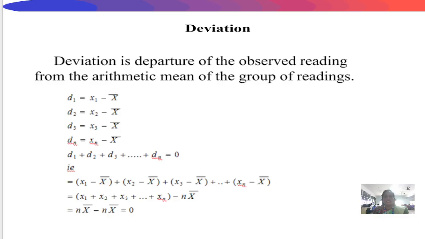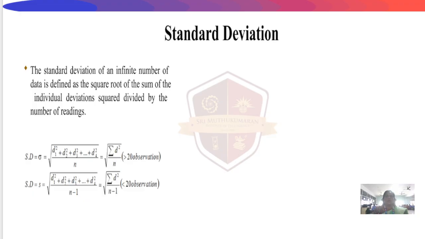Deviation is the difference between an observed reading and the arithmetic mean of all readings. It is calculated as d equals x minus x bar, where x is the observed value and x bar is the mean value. So for each reading, we find its deviation d1, d2, d3, and so on. When we add all the deviations, their sum becomes 0. This shows that some readings are above the mean and some are below the mean and they balance each other. Deviation helps us understand how far each reading is from the average value.